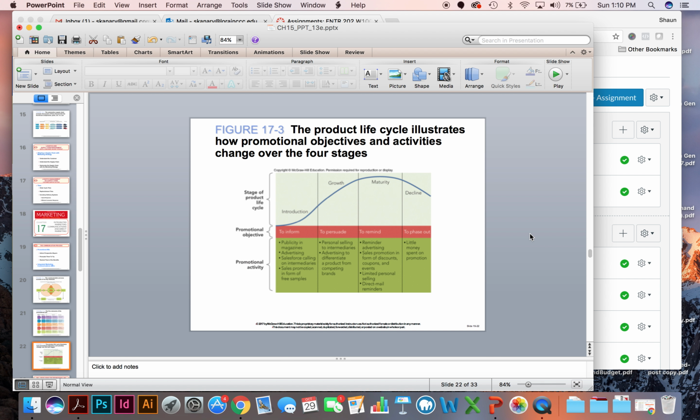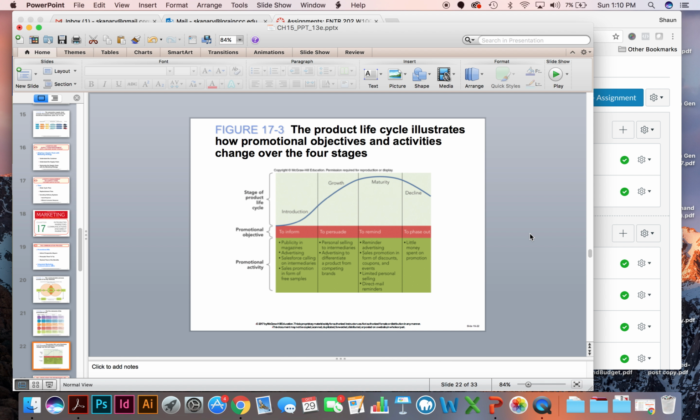Now, when we talk about the product life cycle, we can see how the promotional activity must change with that life cycle. This is what your bonus assignment is about: identifying the stages of the product life cycle and giving me an example of a product in that life cycle stage, whether it's in the introduction, growth, maturity, or decline phase. And like I said, you may be wrong as far as the product being in that stage. However, your explanation of why you feel that product is in that stage is what I'm going to grade your bonus assignment on.